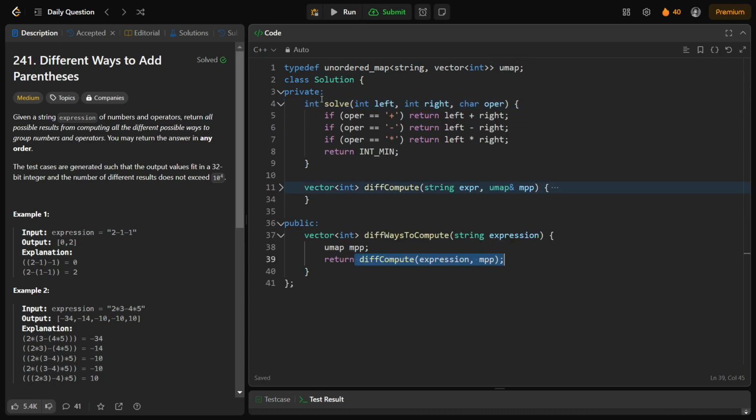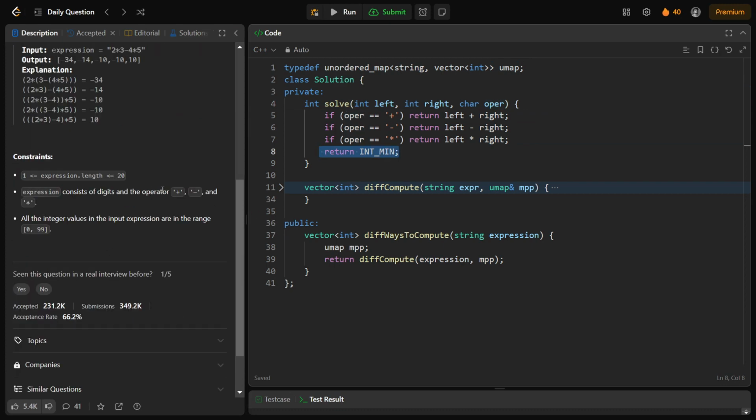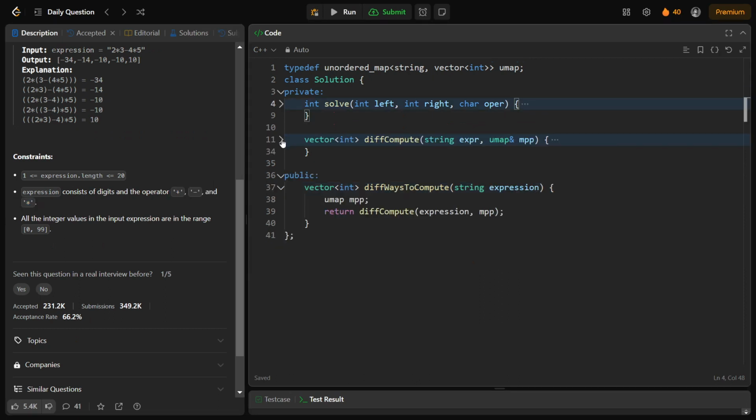Here I'm defining a solve operation, which allows me to write this code efficiently. It takes a left integer and a right integer: let's say we have the solution for left and right, and we have the operator, so we can do the solving. Left plus right if the operator is plus, left minus right if minus, left times right if multiply, and otherwise just return INT_MIN, because this won't ever be reached in this example. You only have plus, minus, and star. So that's one thing. And what's this diff compute, which computes the difference?